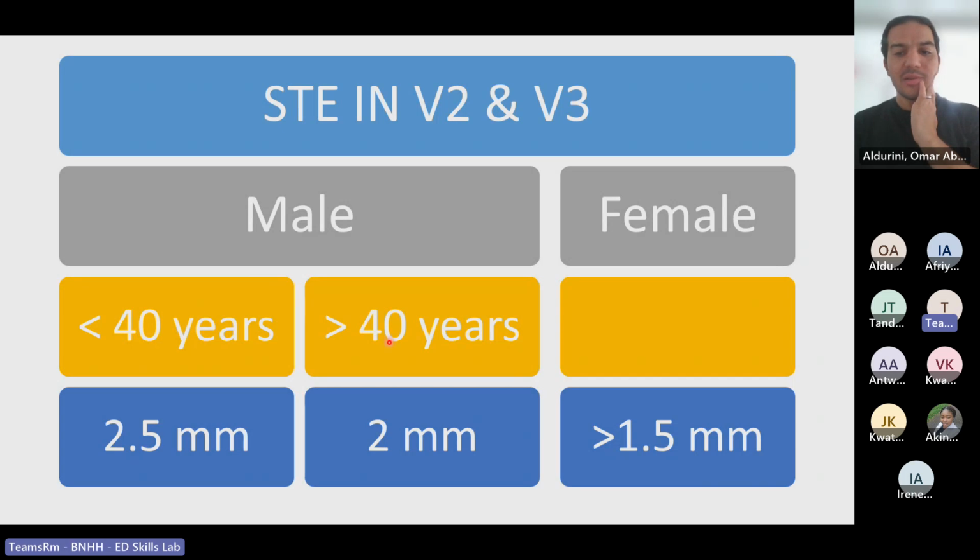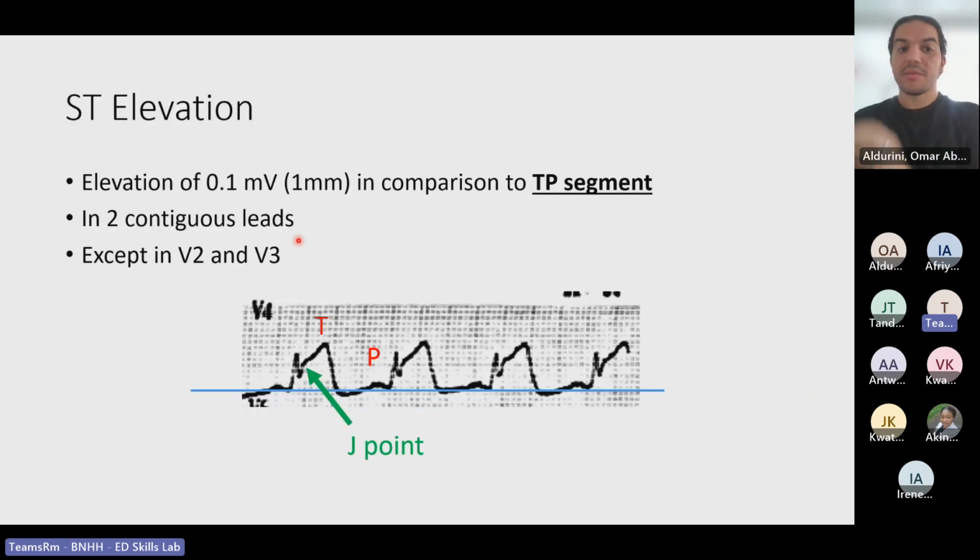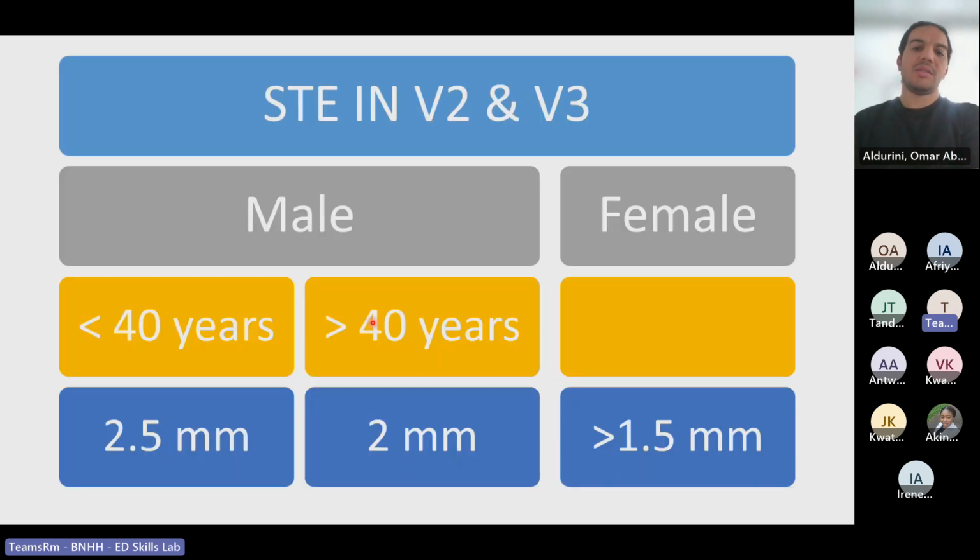If he's a little bit older than 40, then it shouldn't pass the 2 millimeters mark. And if the patient is a female patient, the ST segment elevation in lead V2 and V3 should not pass the 1.5 millimeter mark. So, again, we usually say the change is significant if it's just 1 millimeter above the baseline in two contiguous leads, the same wall.